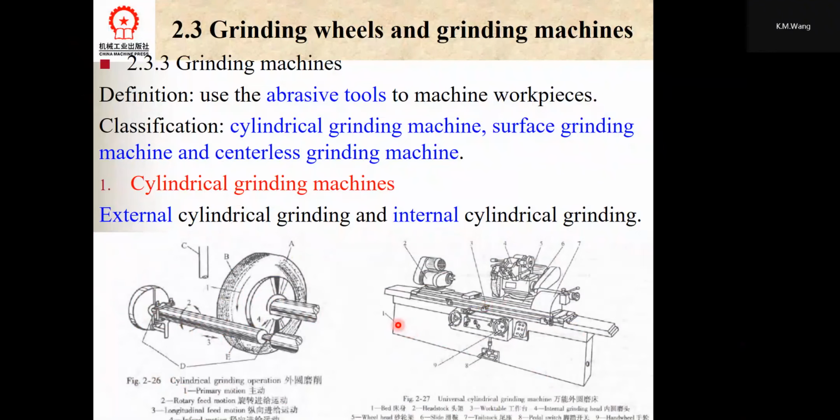They are an upper work table and a lower work table. The upper work table can swivel at an angle relative to the lower one in the horizontal plane in order to grind a long conical surface.